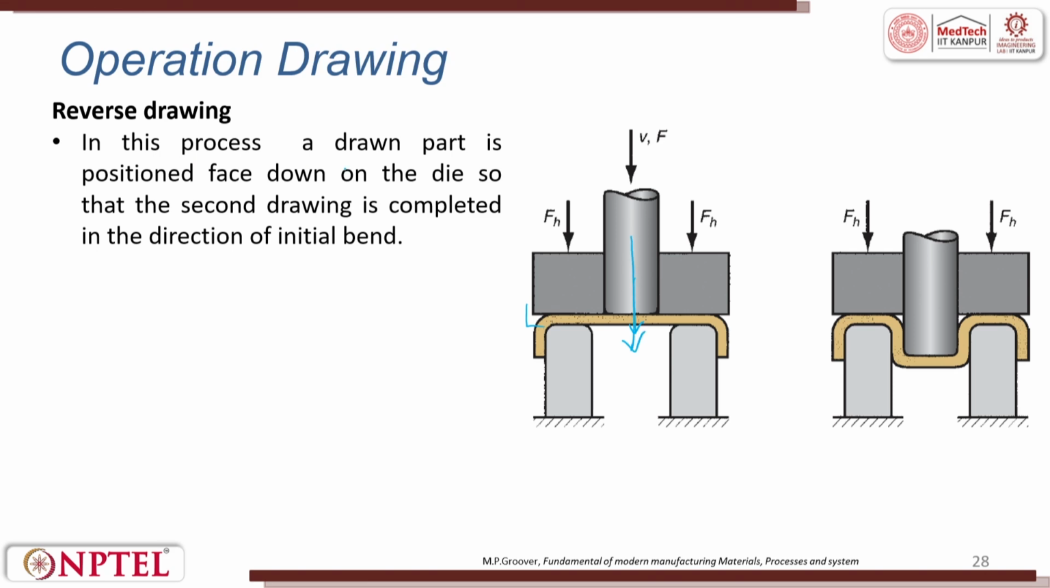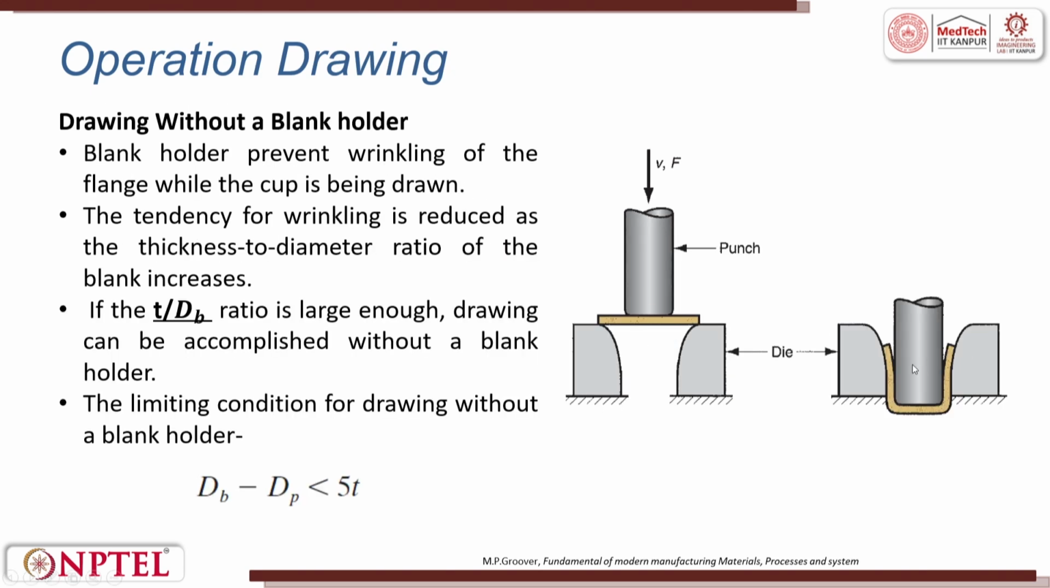So, in this process, a drawn part is positioned face down on the die, so that the second drawing is completed in the direction of the initial bending. So, the initial bending is done. Redrawing and reverse drawing are different.